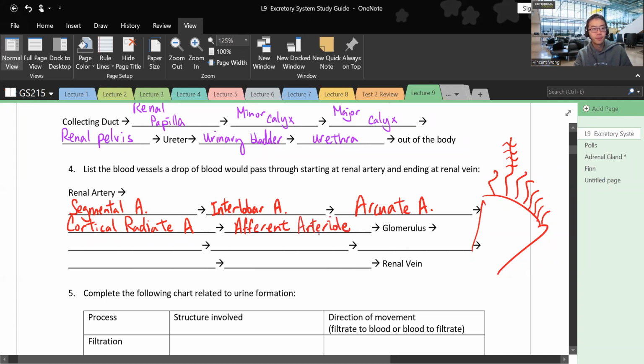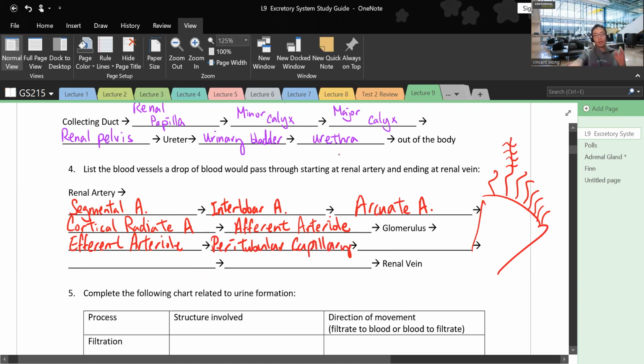Smaller now. Which feeds into the Bowman's capsule. And inside the Bowman's capsule, it will open up into the network of capillaries, which we call the glomerulus. From the glomerulus, it will come out as the efferent arteriole, before opening up again into the peritubular capillary.